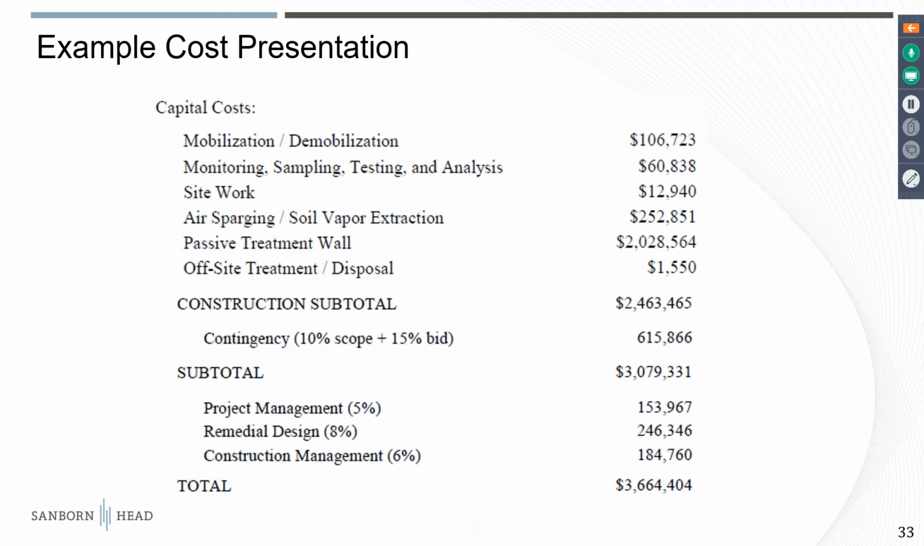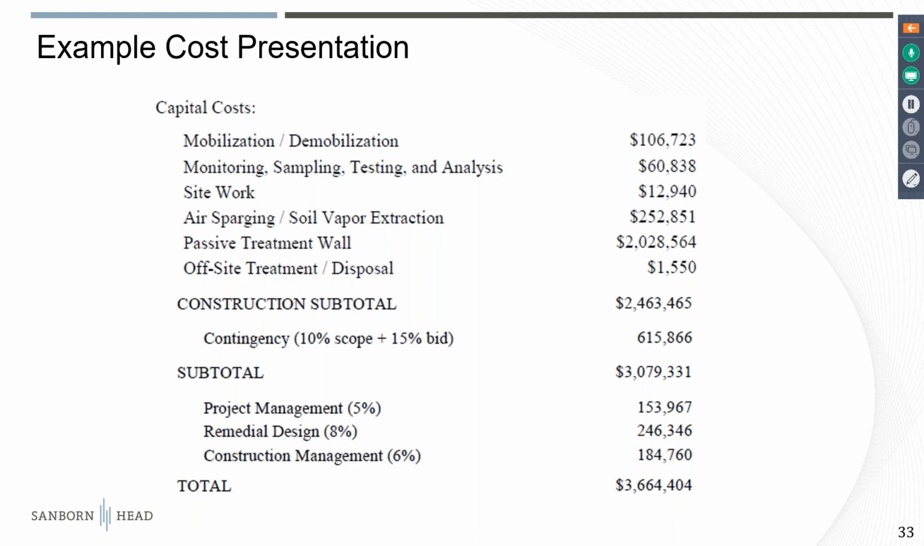I'll just point out that the contingency here is defined. It actually has two components. There's a scope contingency and a bid contingency. The scope contingency speaks to the uncertainty in exactly how your alternative is going to be implemented. You still don't have a final design yet. There may still be some things that are going to change in your alternative as part of the final design that provide that contingency. And then the bid contingency has to do with the fact that you're just not sure what market conditions or economic conditions are going to be at the time that the remediation is implemented. So that bid contingency is intended to cover that.